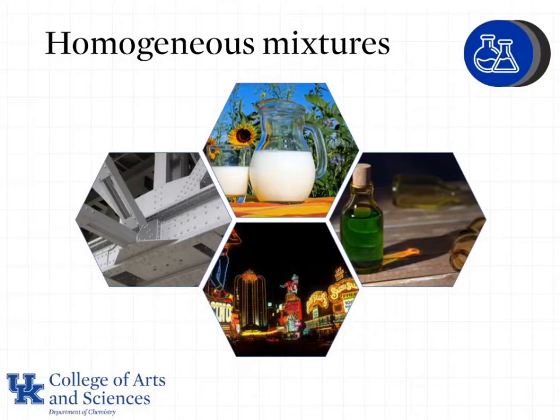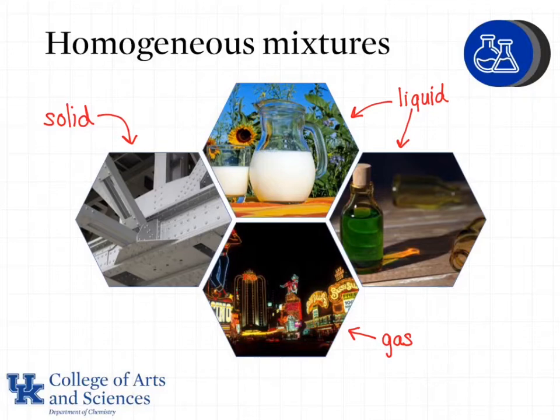So when we look at homogeneous mixtures, these can exist in the solid phase, so steel or other metal alloys are considered a homogeneous mixture. Liquids, so a lot of solutions that we make in the lab are considered homogeneous mixtures. Milk, if it's homogenized milk, and that's why it gets the name homogenized, because it's a homogeneous mixture. We can also have gases that are homogeneous mixtures. Neon lights are often mixtures of gases such as neon, argon, mercury, and krypton.